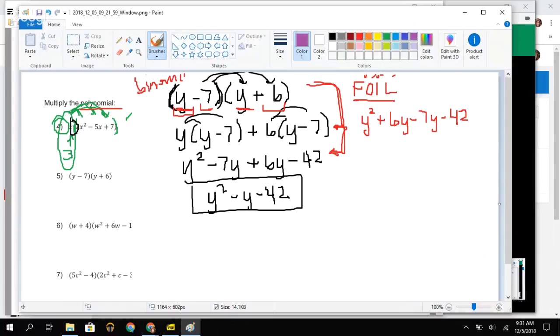So you can see what FOIL lets you do is basically skip over the middle step. It's always nice when you get to skip a step. Plus, it means less chance for error, right? And then you just simplify and end up with y squared minus y minus 42. So we like FOIL, right?